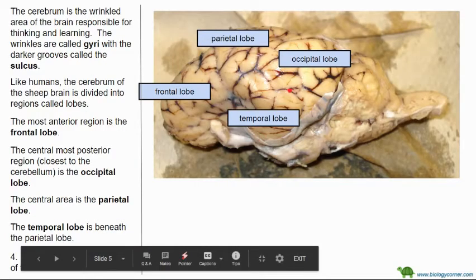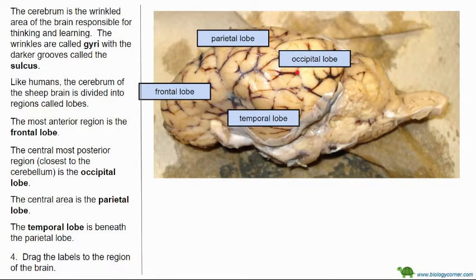All right, so let's focus on the cerebrum first. You notice that there are wrinkles in the brain, and those are called gyri. The valleys between the wrinkles that are kind of dark here are the sulci, or singular, sulcus. Just like the human brain, the cerebrum of the sheep is divided into regions called lobes. All right, so the most anterior, closest to the front of the brain, is the frontal lobe.